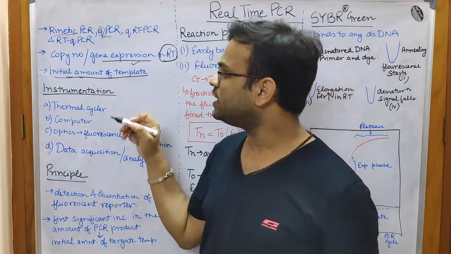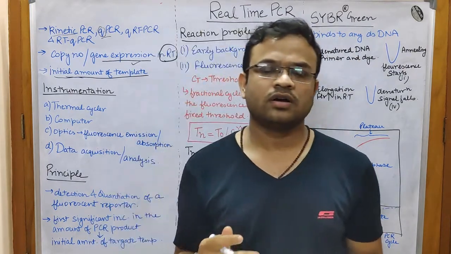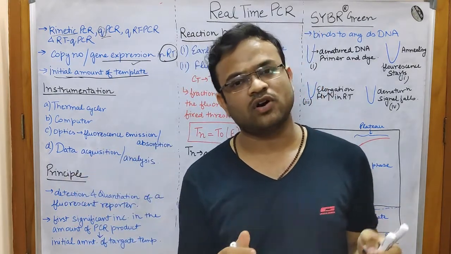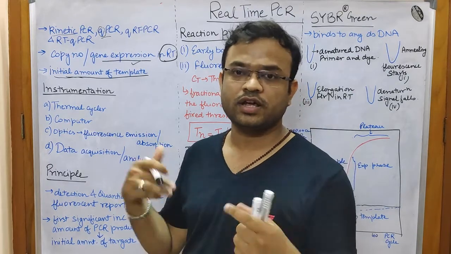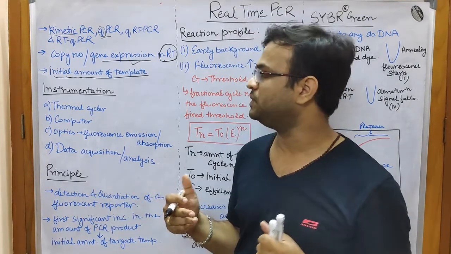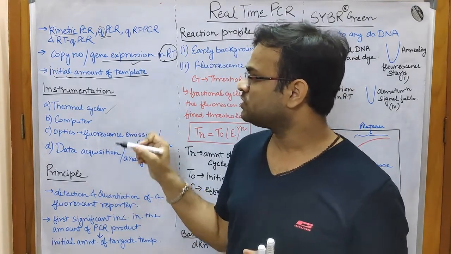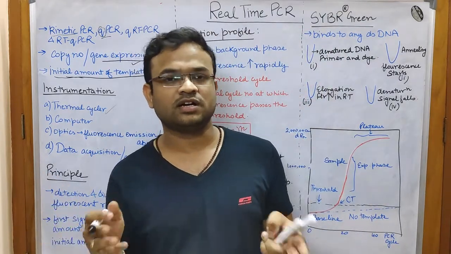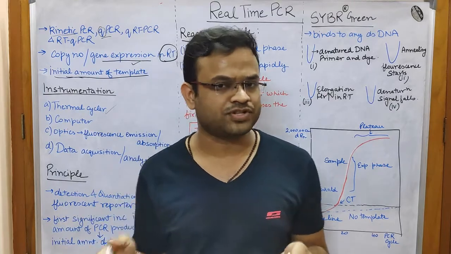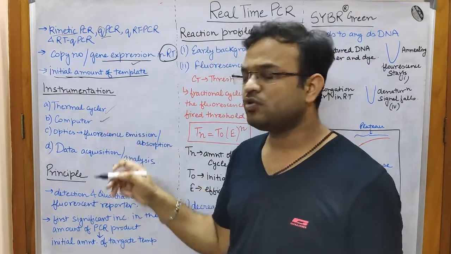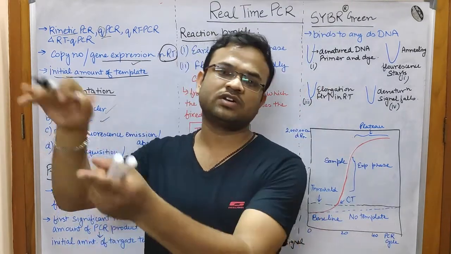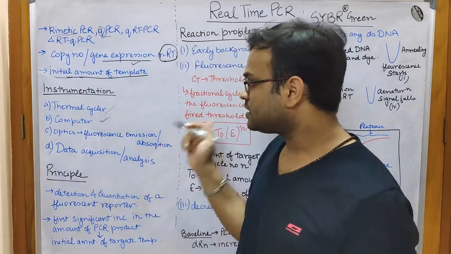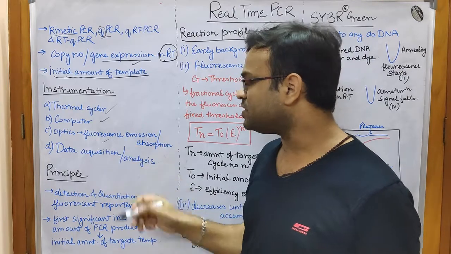Now we move on to the instrumentation. What all instruments or components are involved in the running of real-time PCR? The first one is the thermal cycler. You would be knowing that a thermal cycler is a PCR machine. Next is the computer. The thermal cycler is attached to the computer for the purpose of computing, analysis and everything. Next, optics, fluorescence emission and absorption.